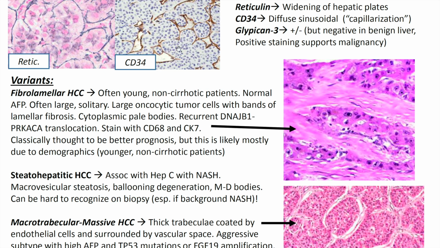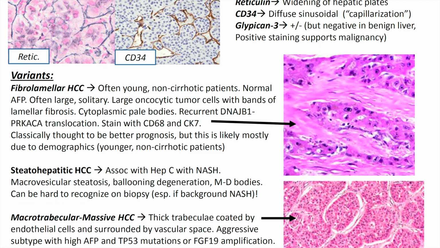hepatic tissue. And then also another stain besides reticulin and CD34 that's helpful is a glypican-3. So this could be plus minus, so it may or may not stain, but glypican-3 most certainly will be negative in benign liver. So if you do have some cells or a lot of cells that are picking up glypican-3, that can be strongly supportive of a malignant process.